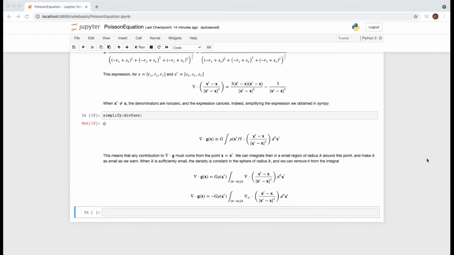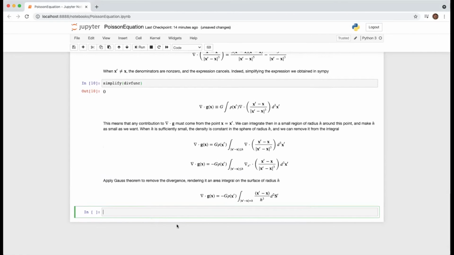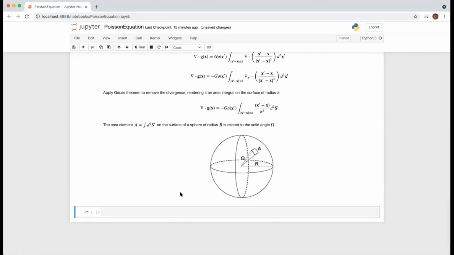Now we can apply Gauss' theorem and remove the divergence. By applying Gauss' theorem, we change it from a volume integral to a surface integral and remove the divergence. We also substituted here the modulus by the quantity h. Since now this quantity is equal to h, it's on the surface of the sphere of radius h that we are doing this integral. Now, to do this integral, we realize that the area element, a, which is the integral of this infinitesimal of area, it's on the surface of a sphere of radius r, and therefore it is related to the solid angle omega.